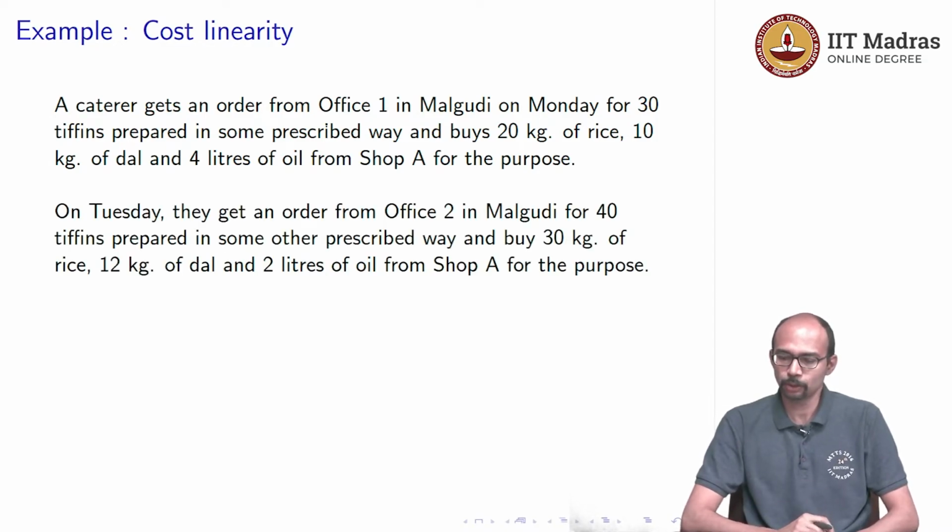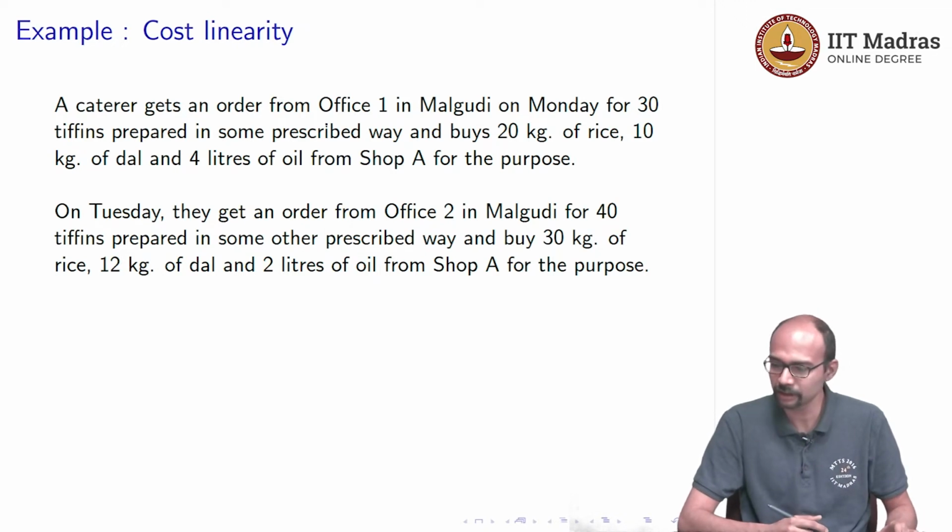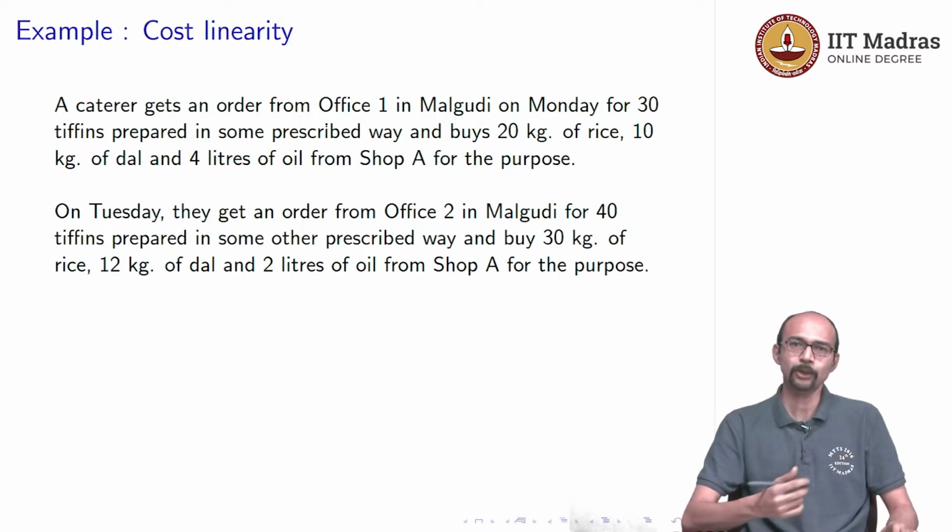So, on Tuesday they get an order from office 2, which is a different office from office 1, and they want a different way of preparation. Okay, they want less oil, but maybe they want the rice to be more fluffy or less fluffy or something, and for whatever purpose, whatever way in which they want it to be made, the caterer estimates that for 40 tiffins they will need 40 kgs of rice, 12 kgs of dal and 2 liters of oil, less oil. Okay. So, office 2 is health conscious. Okay. And then they go to shop A for buying this material.